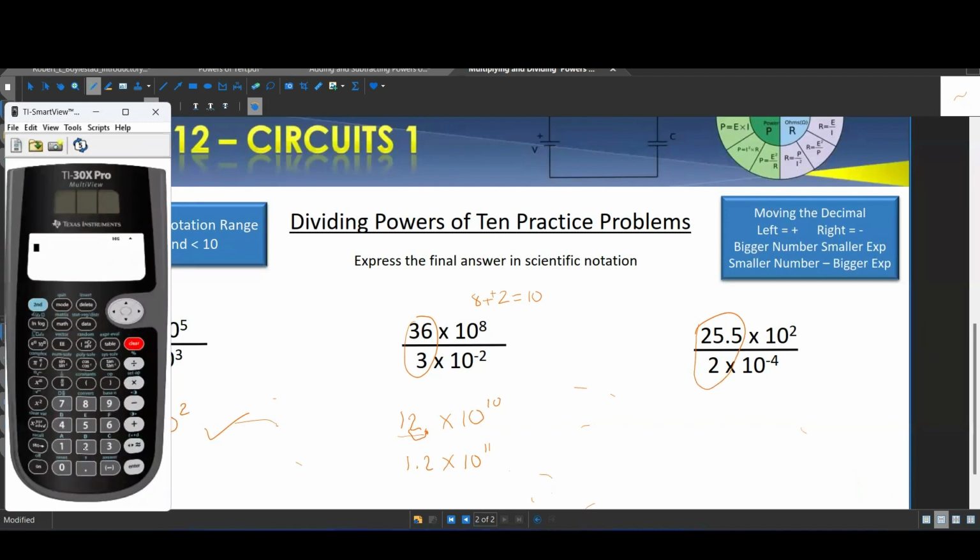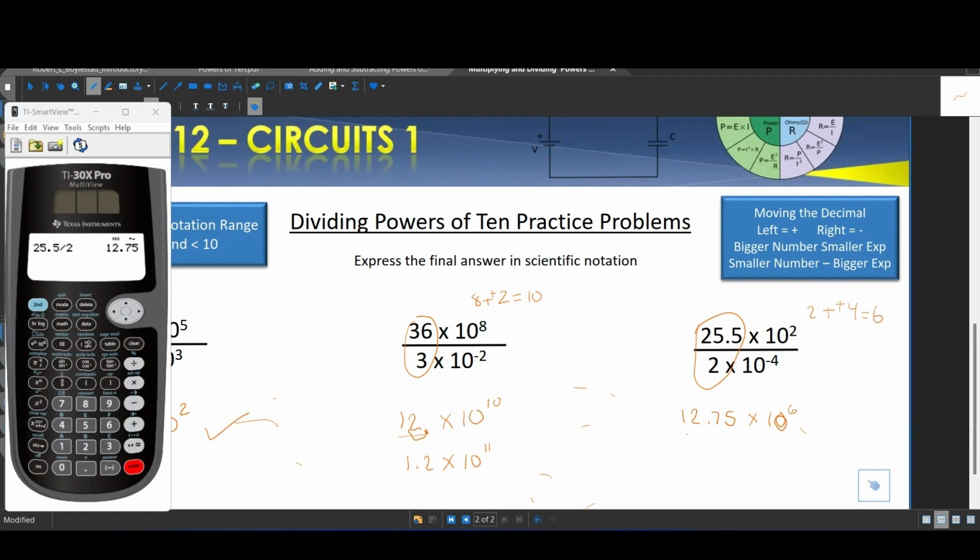So this is 25.5 divided by 2, which equals 12.75. Now what we want to do is figure out our exponent by subtracting our exponents. So it'll be 2 minus a -4. Keep it, change it, opposite. Keep this number, change this sign, make this sign the opposite. So it's really 2 plus 4, which will give you 6. So this number is 12.75 times 10 to the 6.